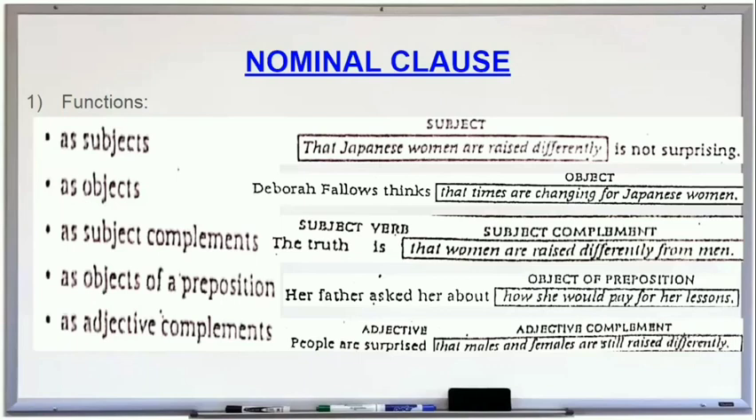So what does she think? She thinks that blah, blah, blah. So you're answering, again, the question what. That's the way to check.